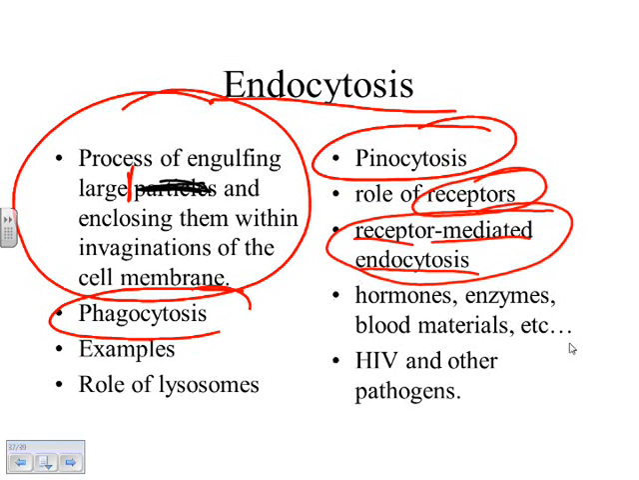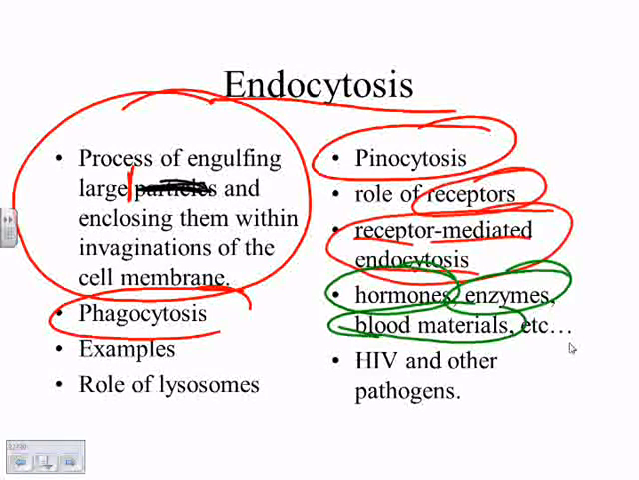Now this pinocytosis is the way a lot of hormones will get into your cells. Certain enzymes can get in and out of cells this way. And also a lot of materials from your blood can travel into and out of your cells through pinocytosis, cell drinking.